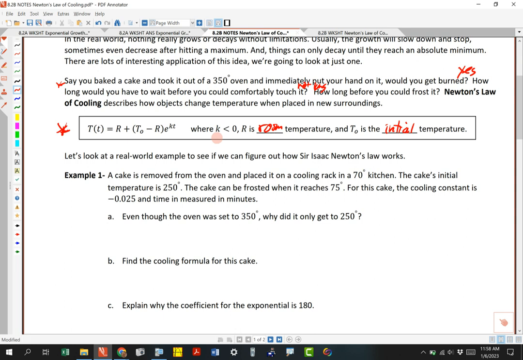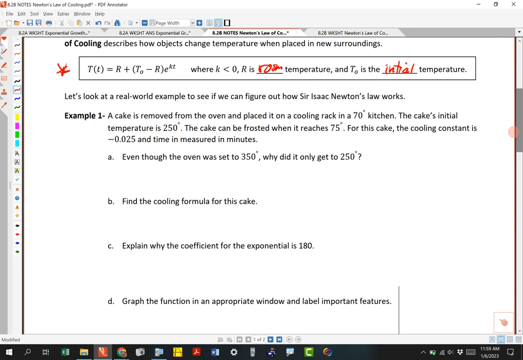Now, if you'll notice that it says that K has to be less than 0. What that means is K is negative. If K is negative, that means the exponent is negative, and that's what's going to make it shaped like this. That's going to give us exponential decay like that. Everybody good there? You don't have to know all the ins and outs of this, but let's take a look at this and see how this works. So here's the formula, and we've got a cake.